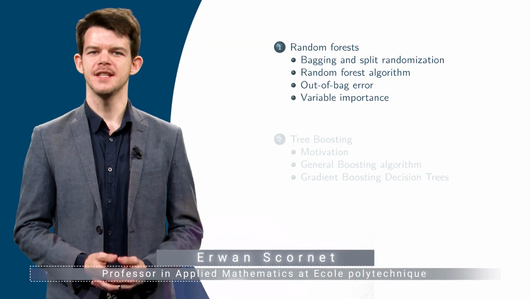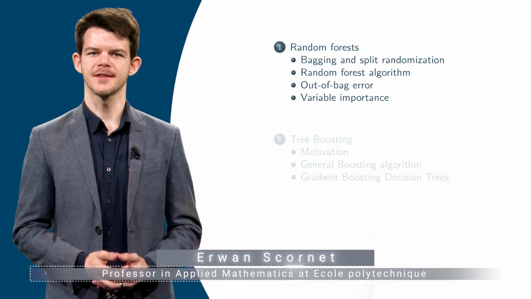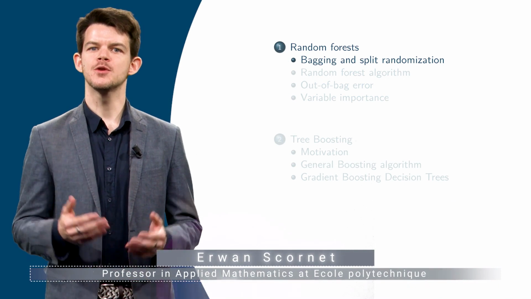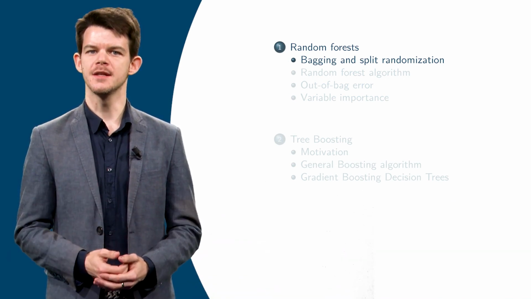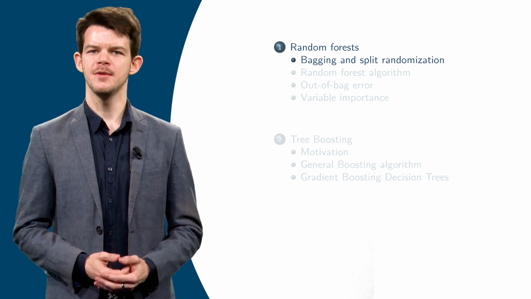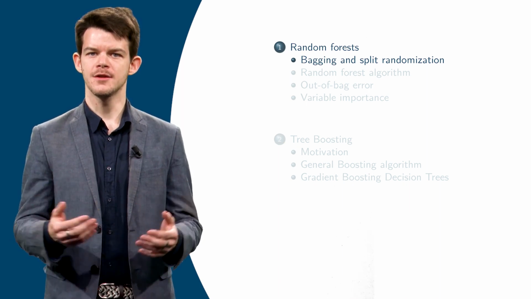We will now see in detail how to build a random forest. We start by looking at the two main components of the forest, which are bagging, a procedure related to subsampling, and the randomization of splits within a decision tree. Let's start by recalling the construction of a decision tree.